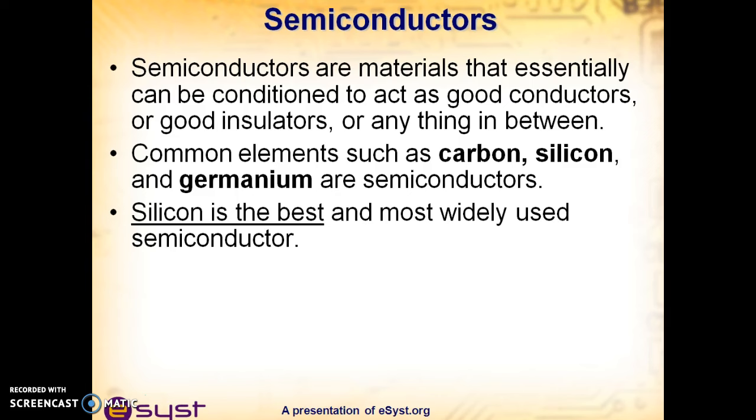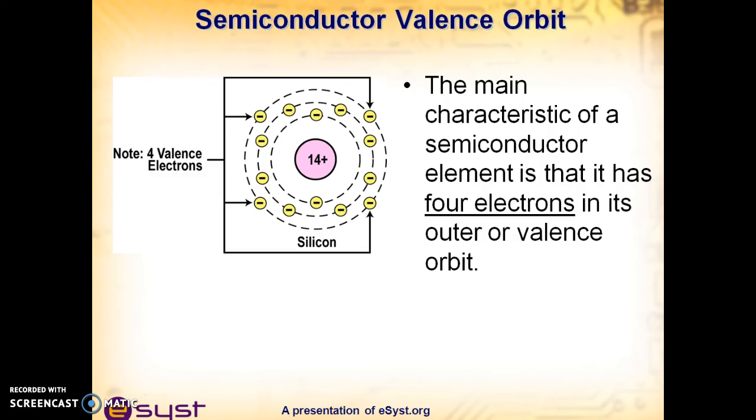Coming to the third category, semiconductors. Semiconductors are materials that essentially can be conditioned to act as good conductors or good insulators or anything in between. Common elements such as carbon, silicon, and germanium are semiconductors. Silicon is the best and most widely used semiconductor.